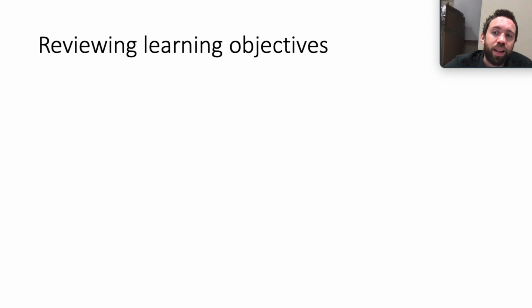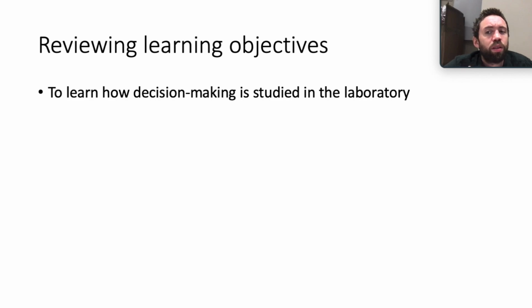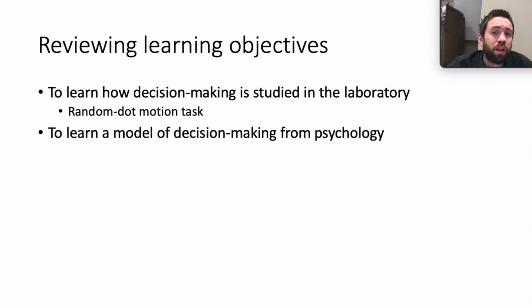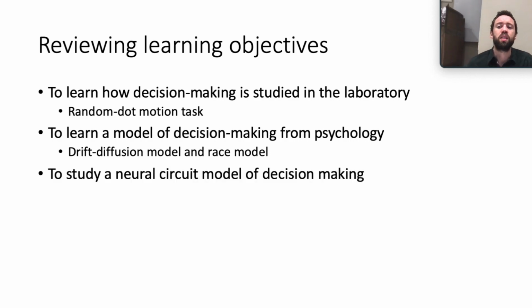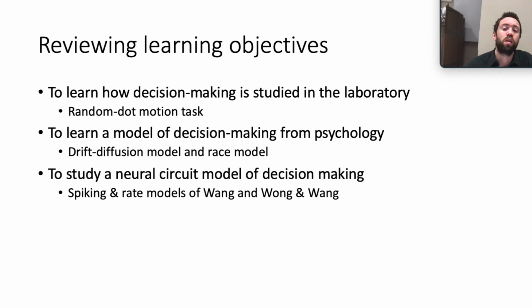So this is the end of our class today, and I wanted you to learn how decision making was studied in the laboratory, and we focused in particular on the very popular random dot motion task. I wanted you to learn a bit about computational models of the decision process from psychology, and we studied the drift diffusion model, and we also looked at the race model. We wanted to study a neural circuit model of decision making, and we looked at both the spiking and the simplified firing rate models of Wang and Wang. And these were in fact very similar to the working memory model that we studied earlier.